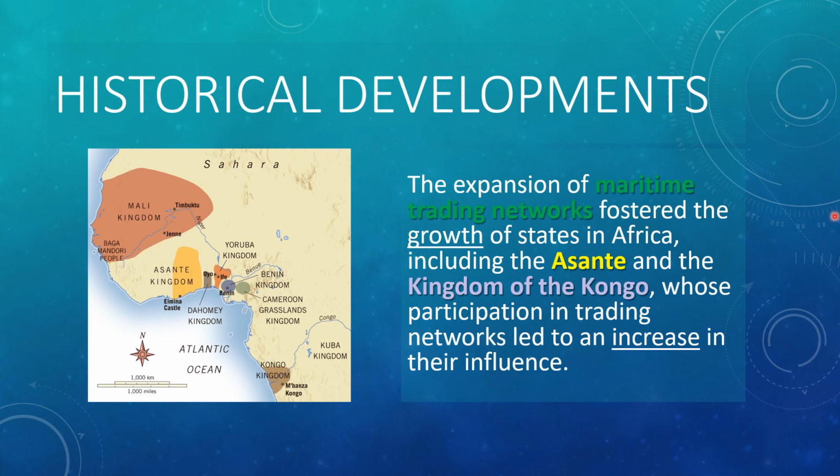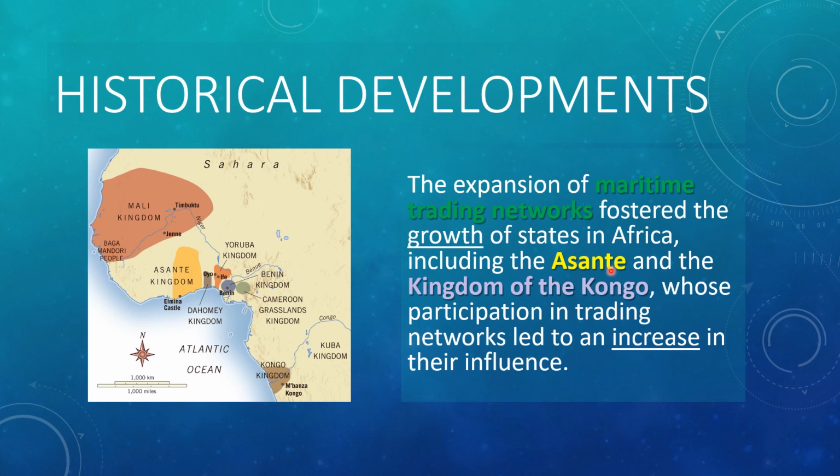The expansion of maritime trading networks fostered the growth of states in Africa, including the Ashanti and the Kingdom of the Congo, whose participation in trading networks led to an increase in their influence. And a lot of the trade happening here is going to happen within the context of the African slave trade and the triangle trade. So remember, Africans largely will capture other Africans, and then in trading posts or aboard their ships in coastal areas, Europeans will buy slaves. They will then send them primarily to the Caribbean and Brazil, and that's just part of the triangle trade.